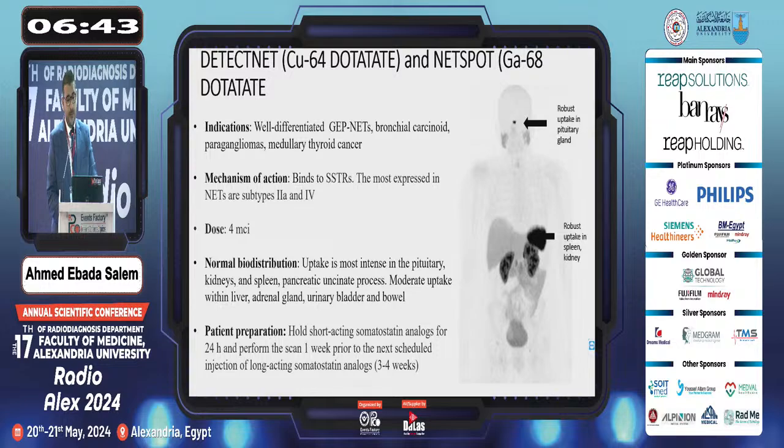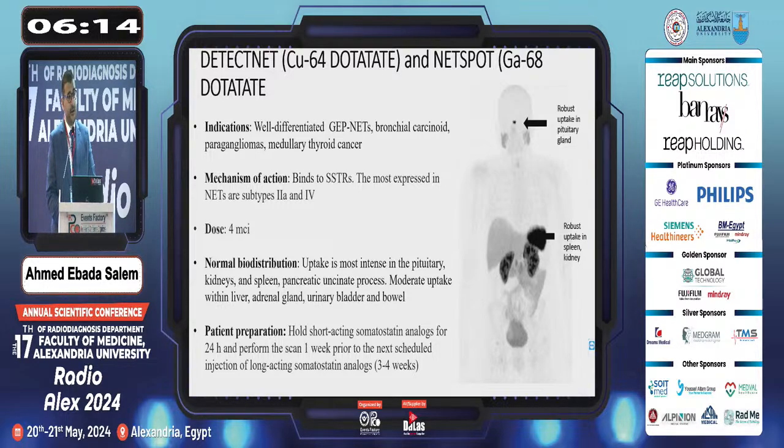This is a MIP image for gallium-68 and copper-64 dotatate. We usually use this tracer in well-differentiated gastroenteropancreatic neuroendocrine tumors. It can also be used for bronchial carcinoids and medullary thyroid cancer. As for the mechanism of action, it binds to the somatostatin receptors, specifically types 2 and 5, which are highly expressed in the GEP NET tumors.